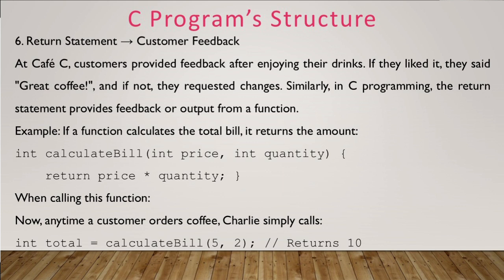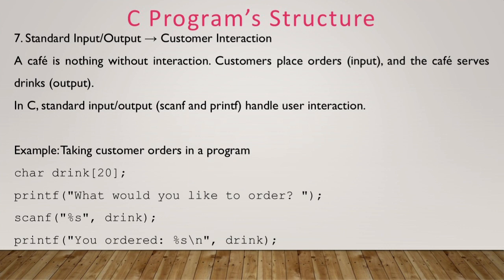So whenever we call this function, you can see in the last line, integer total is equal to calculate bill, and I have given 5 comma 2. Now 5 is the price, as you can see in the line above, and 2 is the quantity. So 5 is the price of one coffee, and 2 is the quantity. Then 5 into 2, 10, will be returned. This is how the function returns back the value.